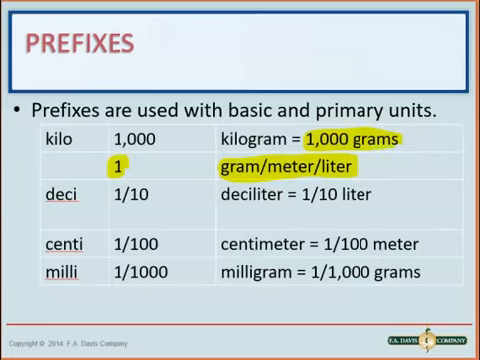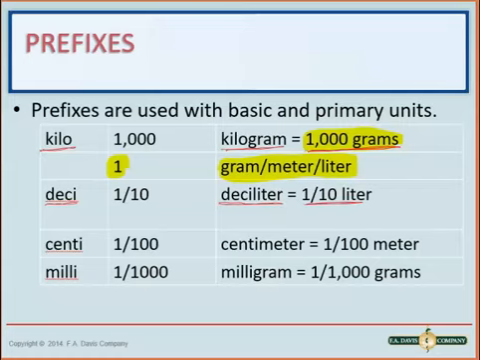Okay, so 1 kilo of something is 1,000 grams. So it's 1 kilogram equals 1,000 grams. Okay, if you're going below, let's say something is 1/10 of a liter. Again, liter is one of our base units. It's going to be deci. 1 deciliter is equal to 1/10 of a liter.